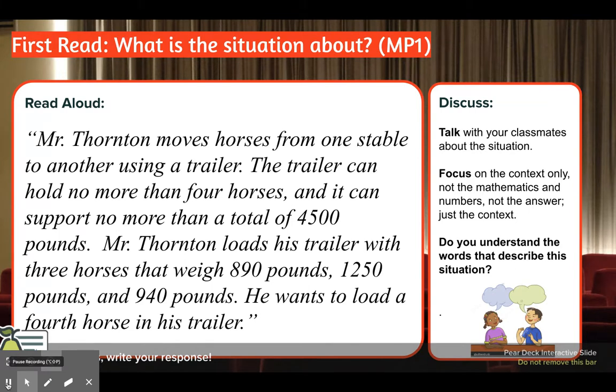I want you guys to only focus on the context, not the mathematics or the numbers, specifically what this is about. And do you understand the words that describe this situation? So, in your discussion, how would you describe this problem in your own words? What's the context of the story? And could you actually retell this story using your own words?